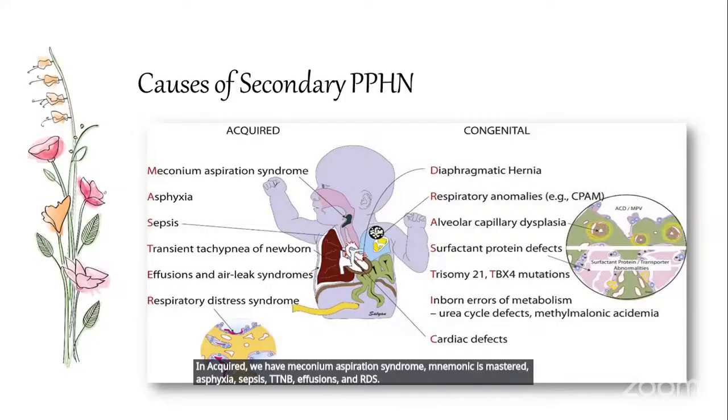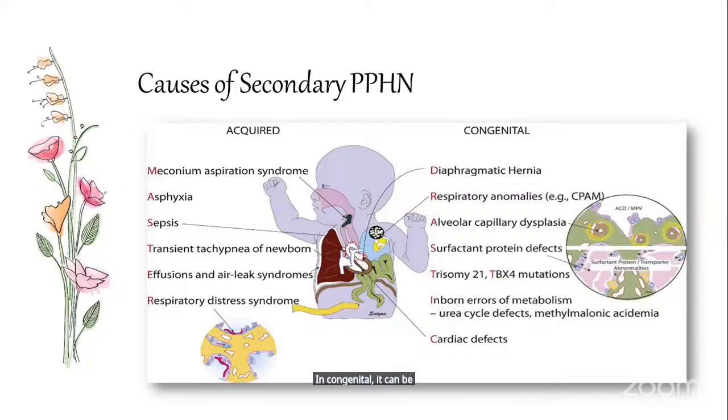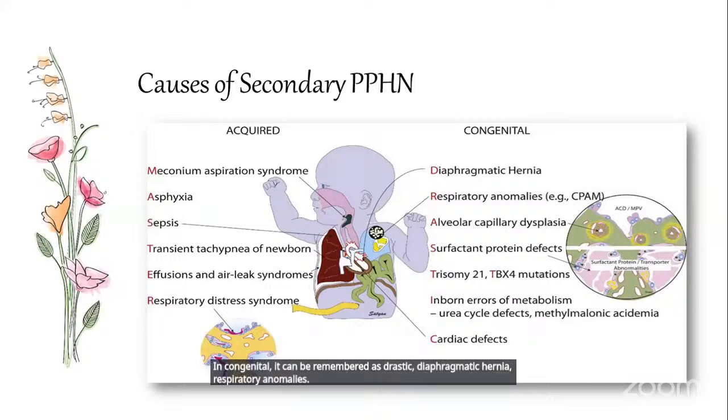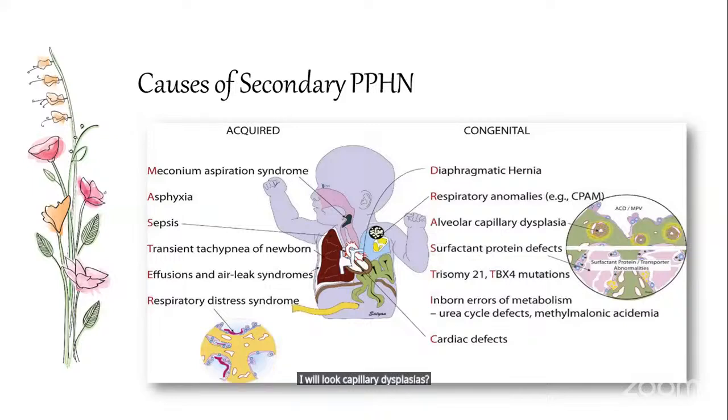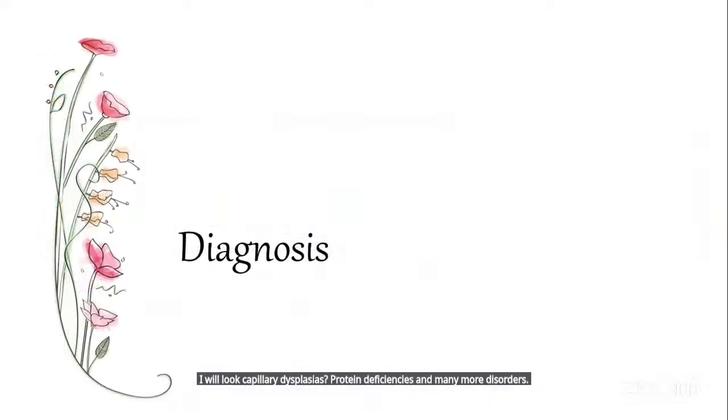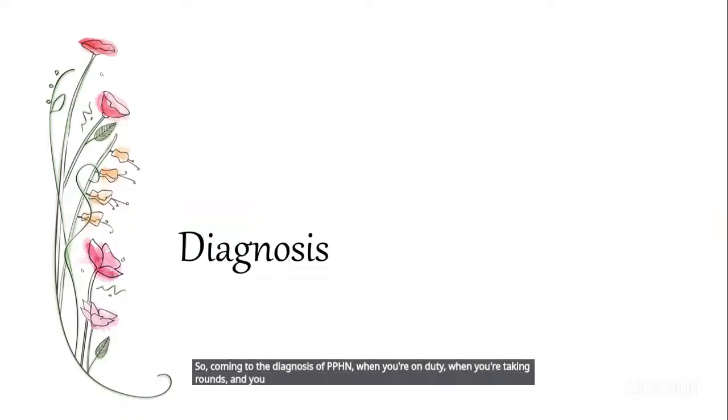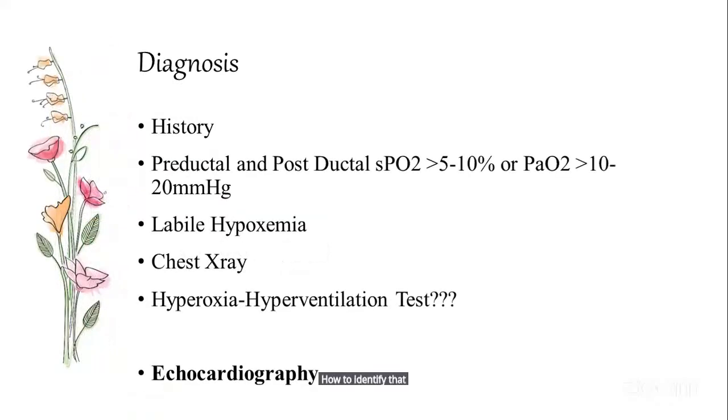In congenital, it can be remembered as DRASTIC: diaphragmatic hernia, respiratory anomalies, alveolar capillary dysplasias, protein deficiencies, and many more disorders. So coming to the diagnosis of PPHN, when you are on duty, taking rounds, and you have a child with respiratory distress, how do you identify that he additionally has PPHN or PPHN is the primary pathology there?